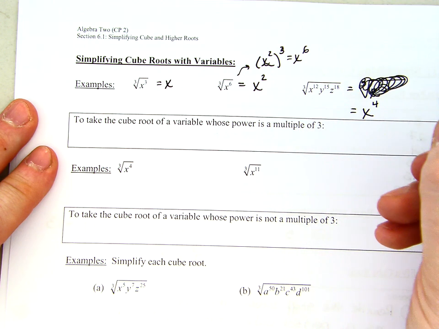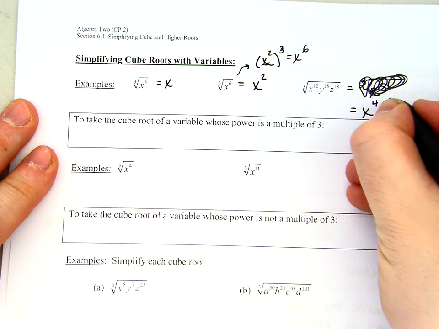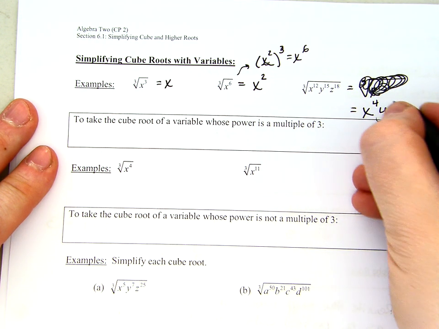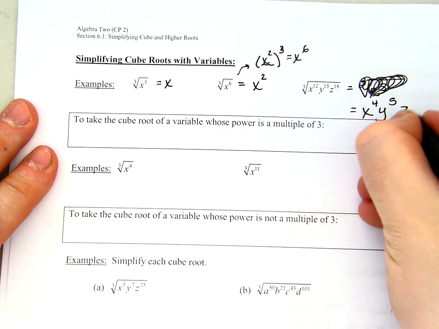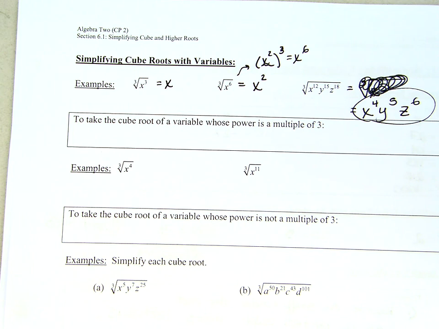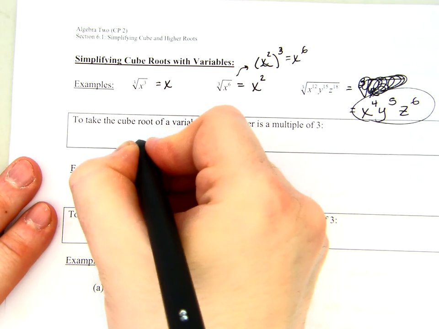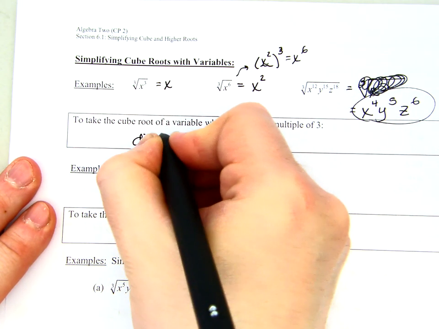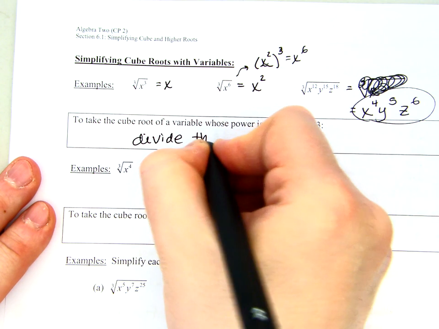Y to the 15th? Y to the 5th, and z to the 6th. To take the cube root of a variable whose power is a multiple of 3, all we do is divide the power by 3.